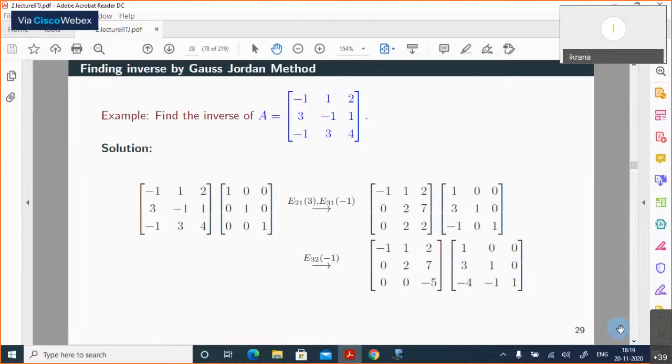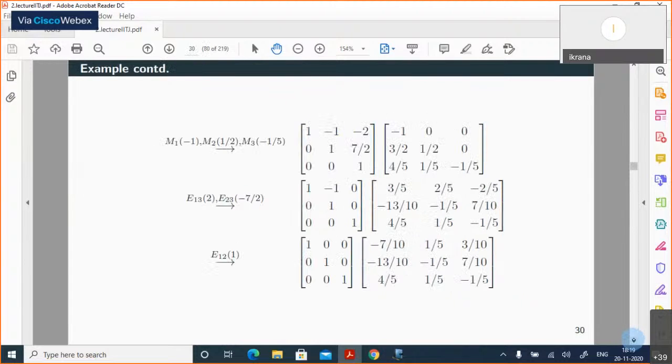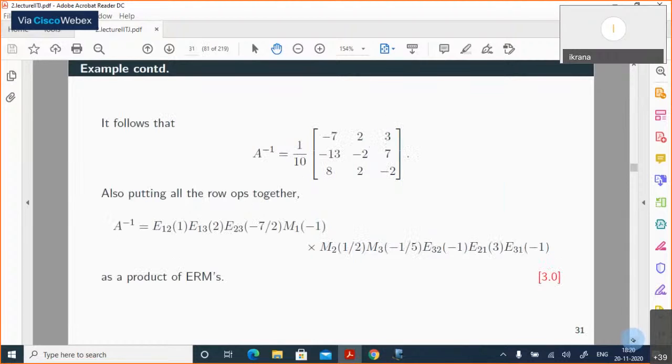So I'm just skipping more examples because they're all computational. You can try to check that the inverse comes out to be this, and one can verify that it is actually an inverse. You can multiply out and see whether A multiplied by this is identity or not. You can verify the results.